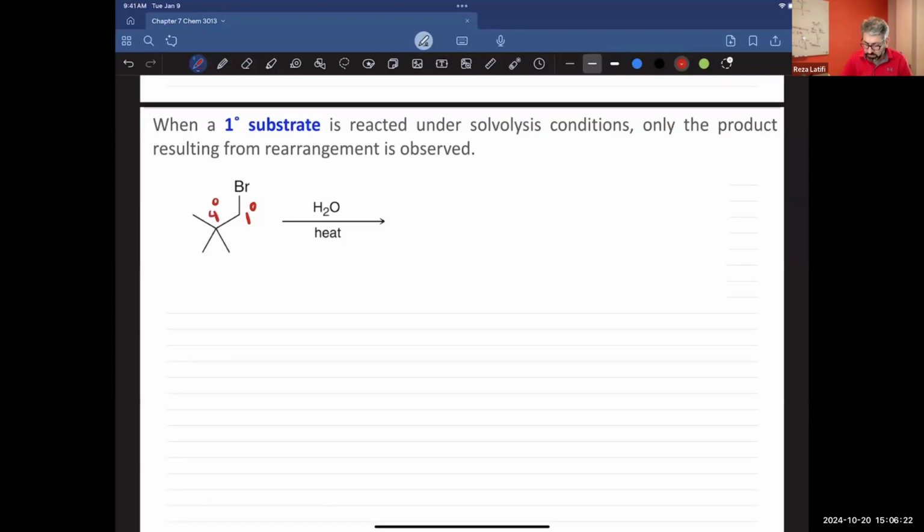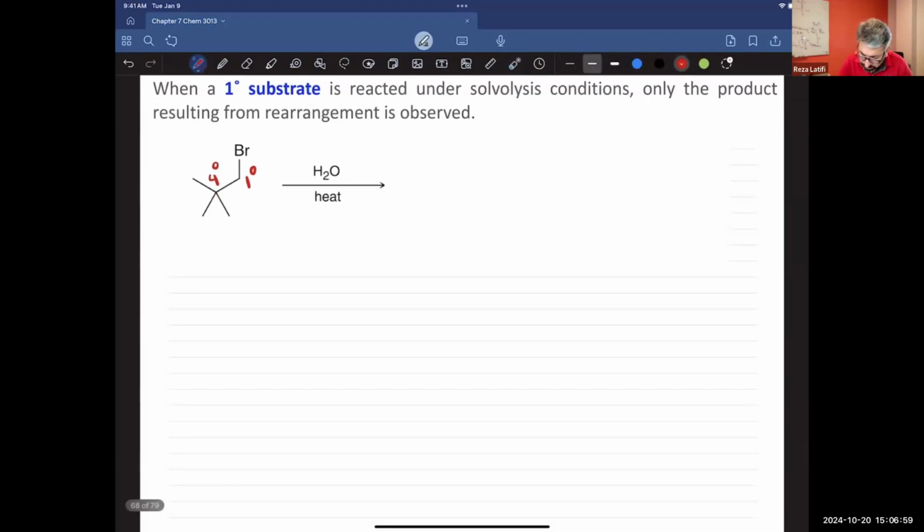My guess is that primary is going to be here. We have a primary. We're going to attack this one, and we will replace it with water. Or is there any chance to get, for example, an elimination product? In this case, it looks like no. Why? Because I don't have hydrogen. If I remove this bromide, I don't see hydrogen there, so I might not be able to see any alkene product. Okay, let's see what will happen.